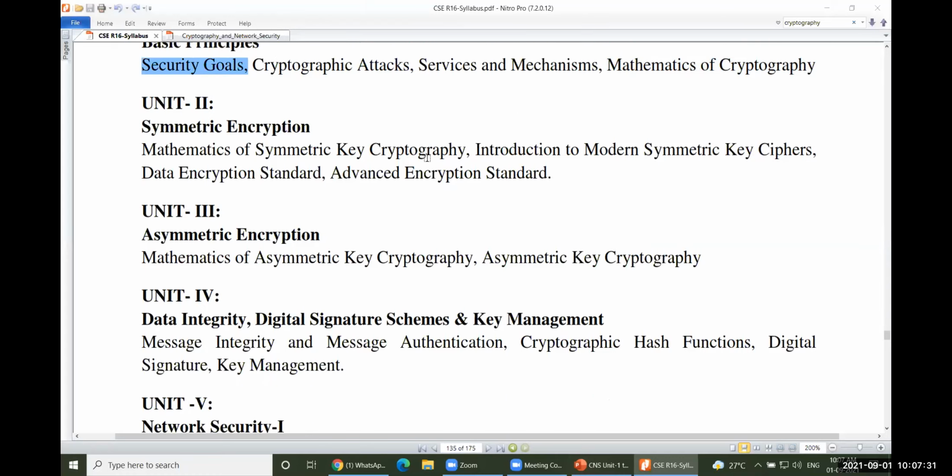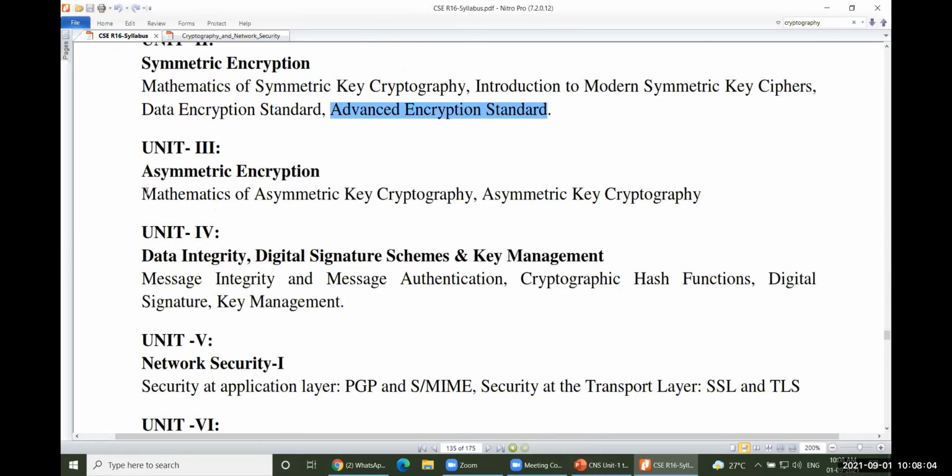These two topics are pretty important when we talk about cryptography and network security in basic principles. And our actual, very important subject starts from unit number 2, symmetric encryption, where there are very important symmetric algorithms. These algorithms will be discussed within this unit, that is data encryption standard and advanced encryption standard. These two are very important algorithms in terms of symmetric encryption. Then followed by asymmetric, which also plays a vital role because people are using asymmetric cryptography right now. Today people are using asymmetric cryptography only.